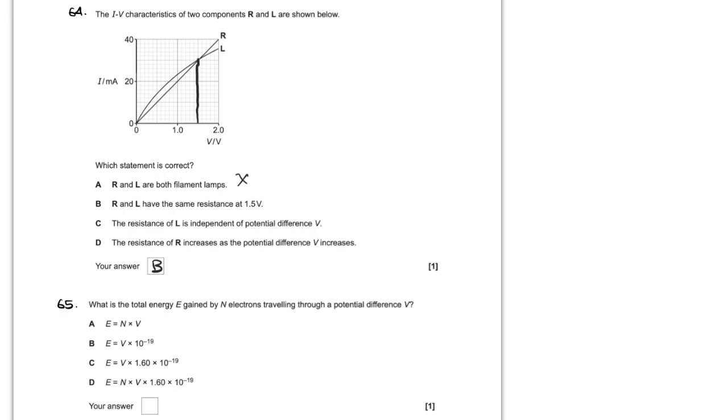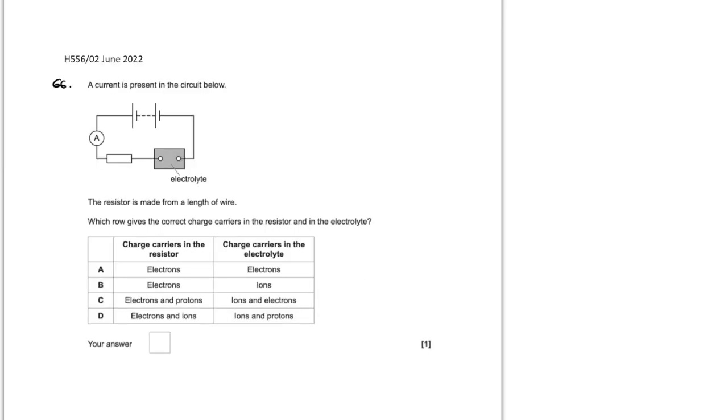Alright, so question number 65. What is the total energy gained by n electrons traveling through a potential difference V? So again, E is equal to V times Q, or, well, in total, N times Q times V, okay? And that gives away D to be the answer. Question number 66. So we are given a current that passes through an electrolyte and a resistor. We need to figure out charge carriers in the resistor. Well, they are electrons, okay? And the charge carriers in electrolyte are ions, so B is my answer.